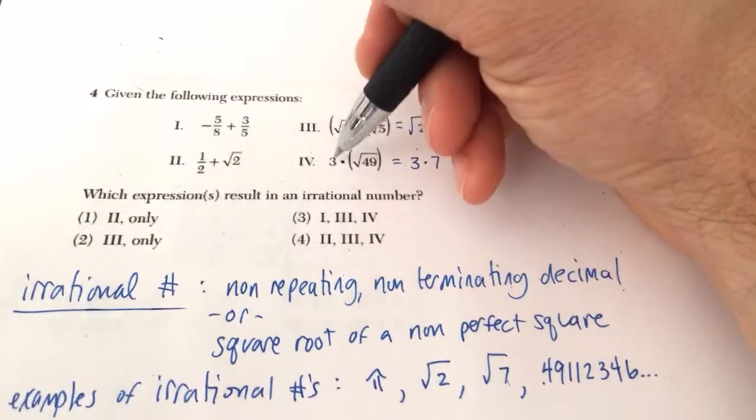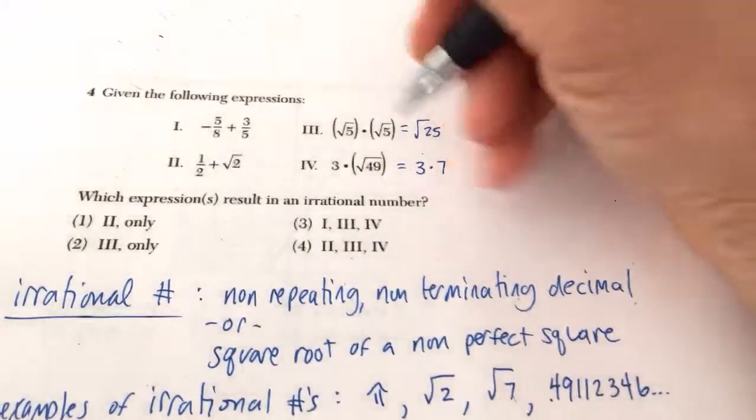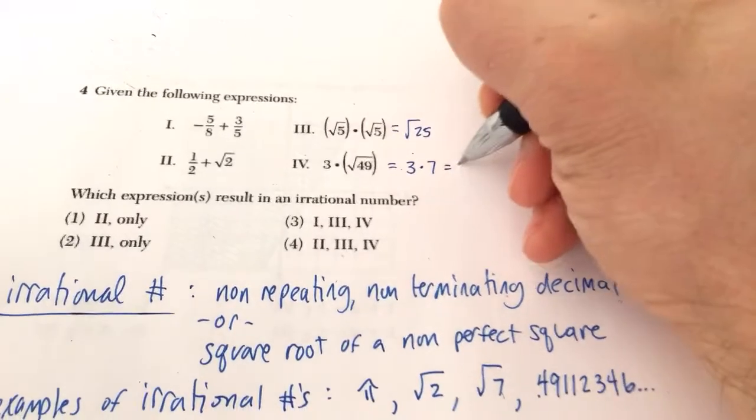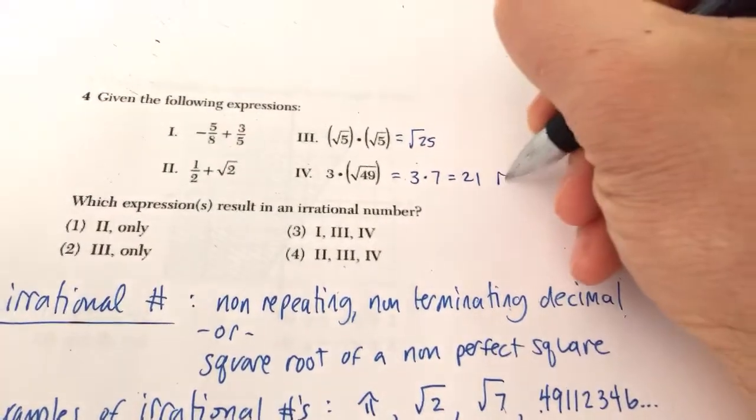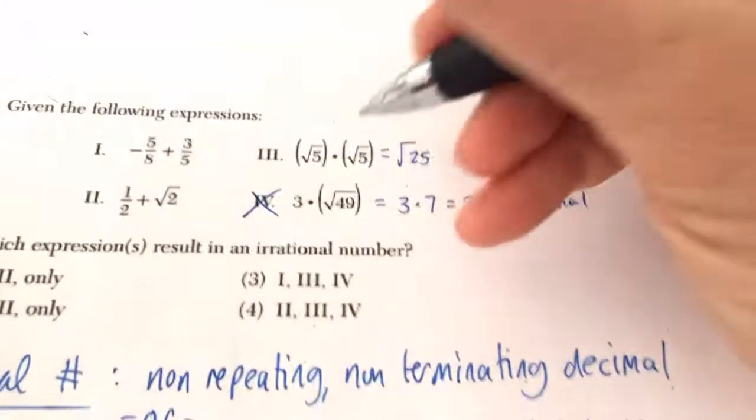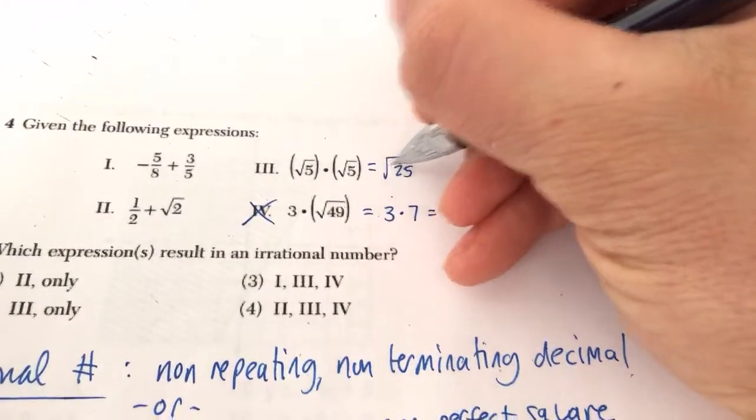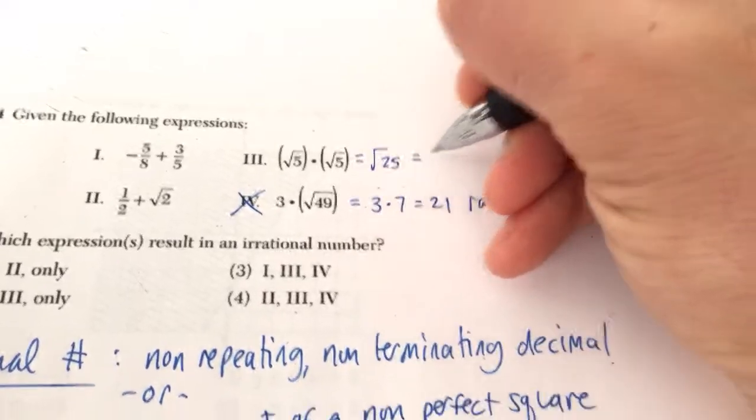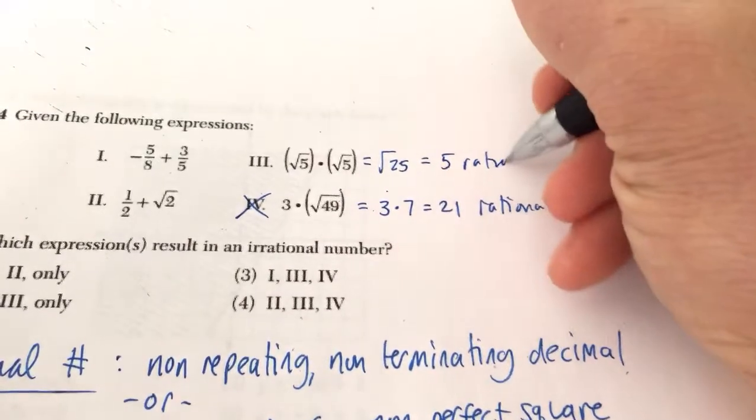Okay, so in choice 4, you have 3 times the square root of 49. Square root of 49 is 7. This is 21. This is a rational number. So therefore it's not choice 4. Square root of 5 times square root of 5 equals square root of 25, and the square root of 25 is 5. That's a rational number.